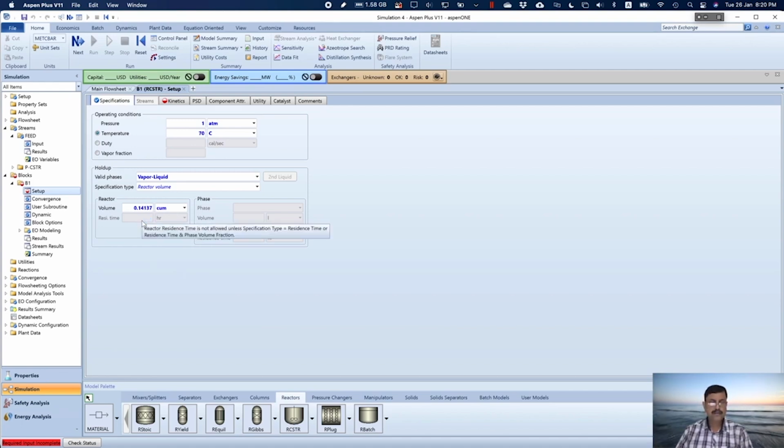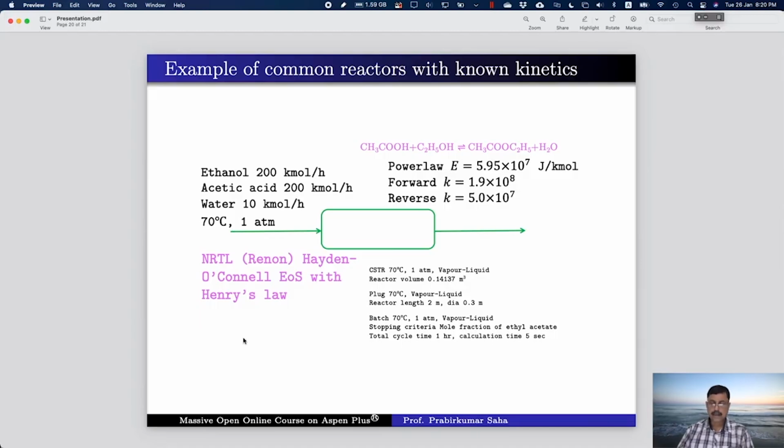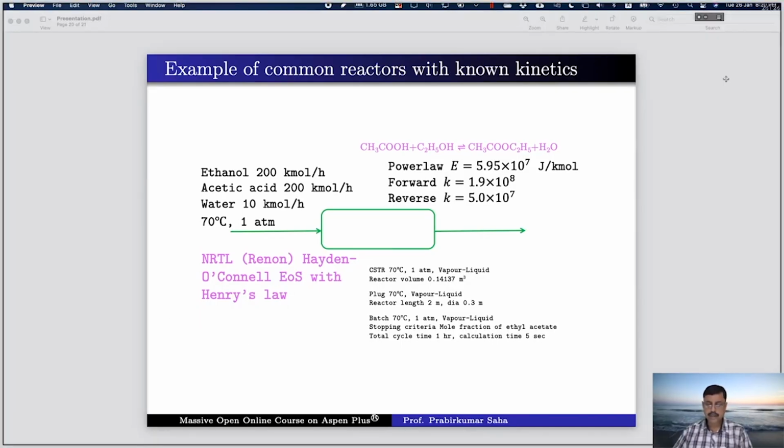For that, we have to see the plug flow reactor. You may notice that in the plug flow reactor, the length is 2 meter and diameter is 0.3 meters. So the volume of plug flow reactor should be pi by 4 into 0.3 square into 2. So if you calculate, this will be equal to 0.14137. So in order to compare the result, we wanted to keep the reactor volume same for both CSTR and plug flow reactor as well as batch reactor.